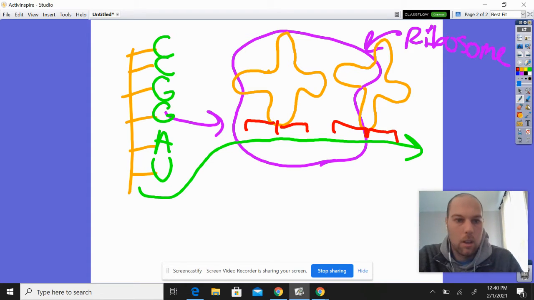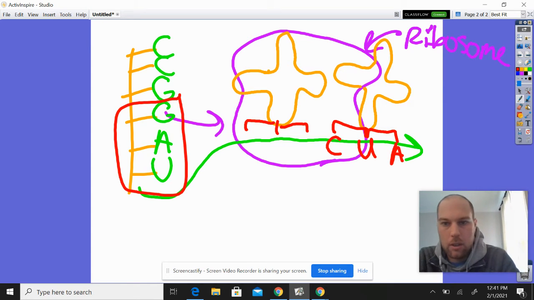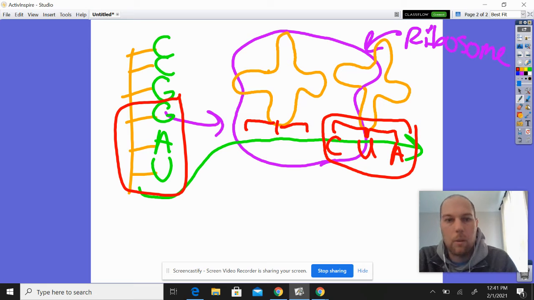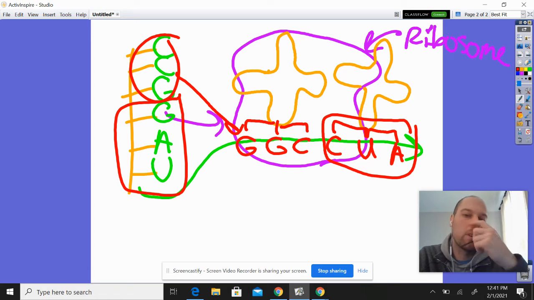So if they're going in this, I know this shouldn't be upways, it should be sideways, but if UAG is the first three going in, then that's going to match up perfectly with this. Remember, so if this is your first three, this would be your first three right here that are matching up. And then your second three would be CGG here, or GGC. And so that would be this one matching up with that one.